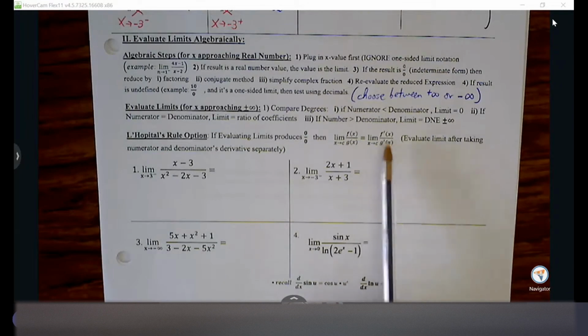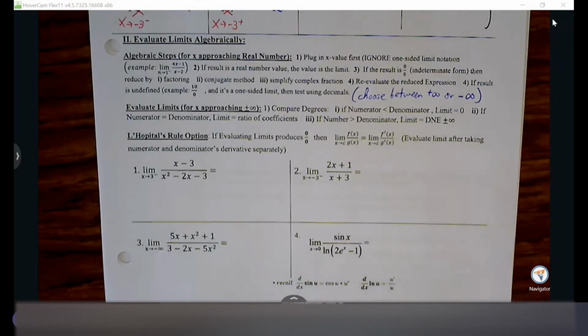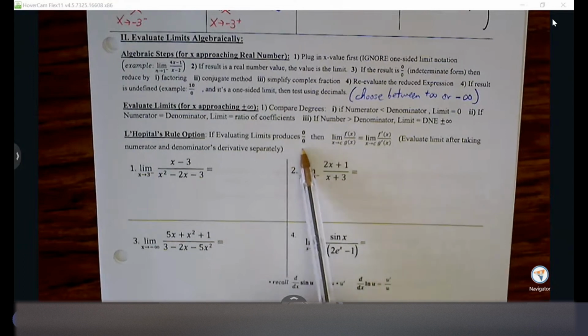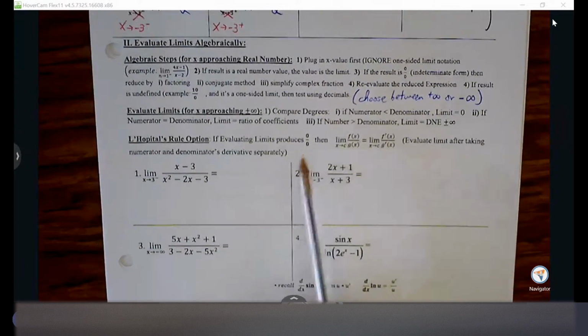The way we do that is we take the numerator, find the derivative of the numerator, and then separately find the derivative of the denominator. That will allow for a new form to arise, and then we reevaluate that new form, and that should take us to a real number. But we can only do L'Hopital's rule if we realize it's 0 over 0. If it's any other situation, we're not going to be able to apply L'Hopital's rule.